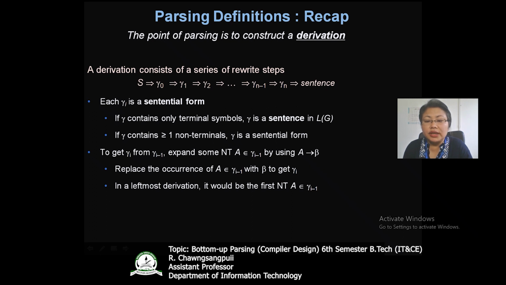Now, to get gamma i from gamma i minus 1, we expand some non-terminal A belonging to gamma i minus 1 by using the production A can have the form beta. We replace the occurrence of A in gamma i minus 1 with beta in order to get gamma i. In the leftmost derivation, it would be the first non-terminal A in gamma i minus 1.